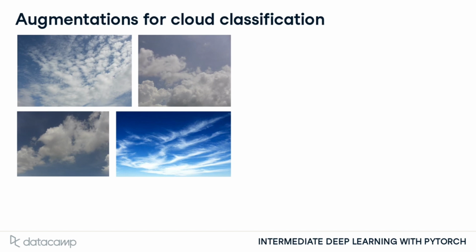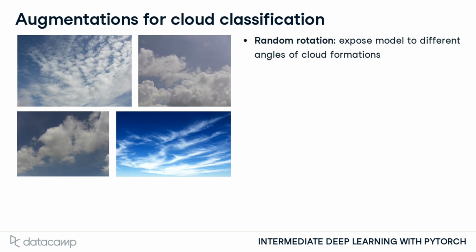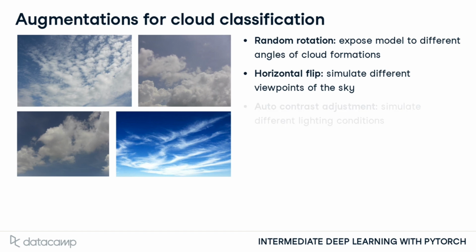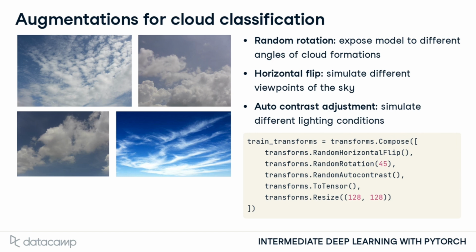So, what augmentations will be appropriate for our cloud classification task? We will use three augmentations. Random rotation will expose the model to different angles of cloud formations. Horizontal flip will simulate different viewpoints of the sky. Automatic contrast adjustment simulates different lighting conditions and improves the model's robustness to lighting variations. We have already used the random horizontal flip and random rotation transforms. To include a random contrast adjustment, we will add the RandomAutoContrast function to the list of transforms.